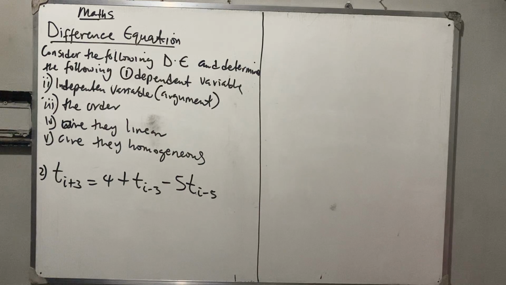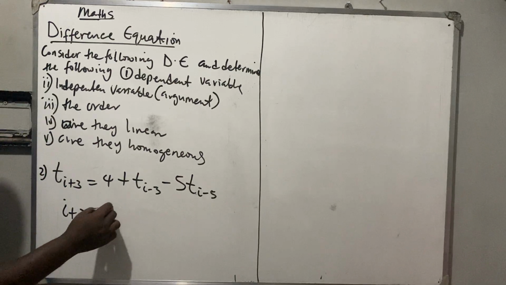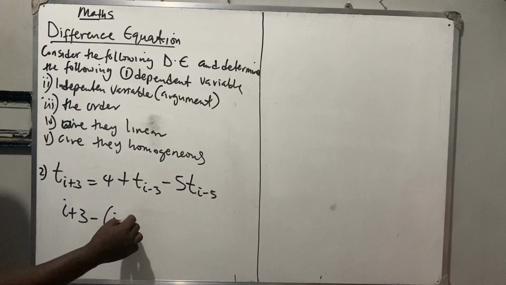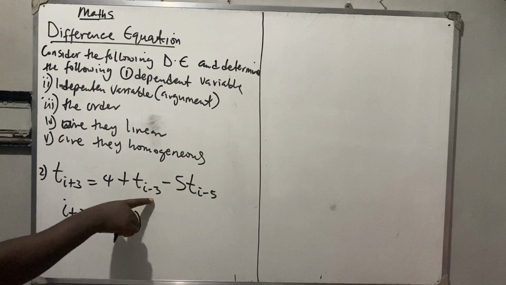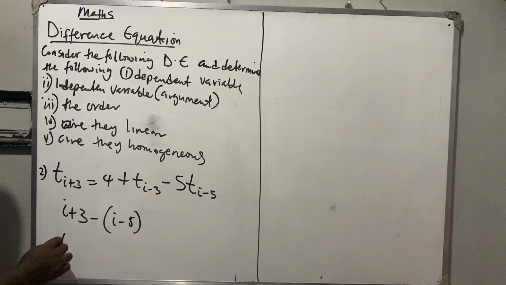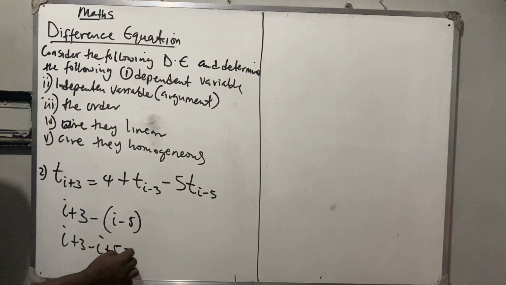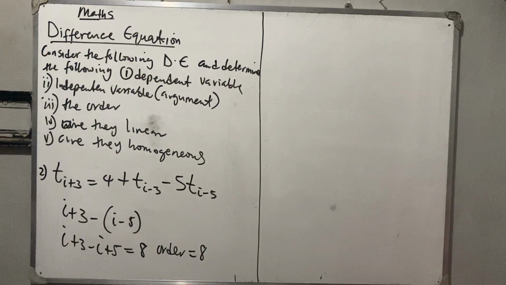The next thing here is to get the order. The order is gotten from the highest, which is i+3, minus the lowest, which is i-5. So i-5 is the lowest. Put it in bracket. i-5 is smaller than i-3. So I'm going to have (i+3) minus (i-5). So you now see that taking care of i, 3 plus 5 is 8. So the order here is 8.